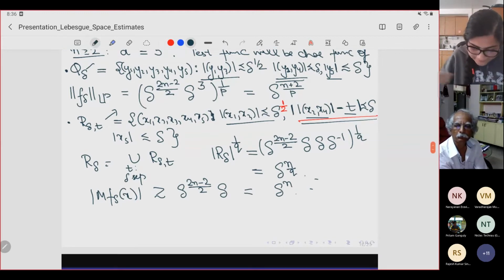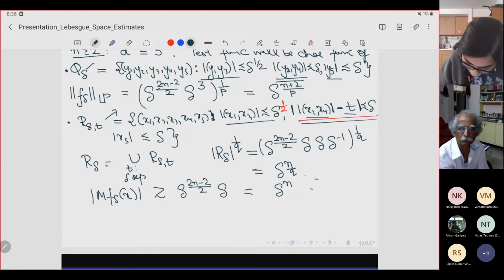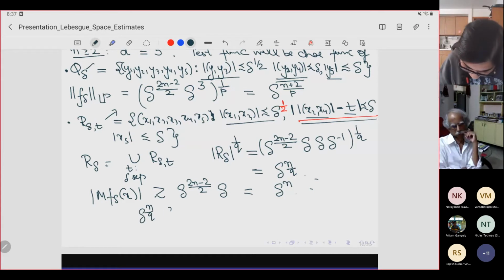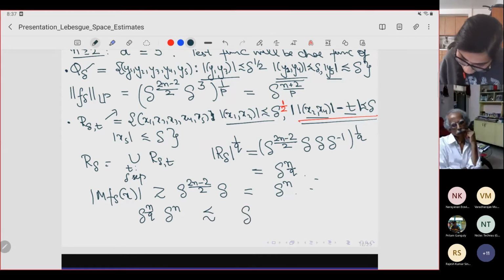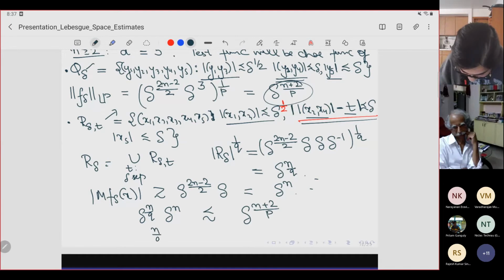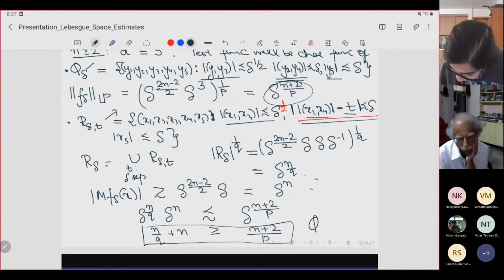And then when you build up again the same inequality, you would have something like delta to the power n over q times delta to the power n is less than or equal to delta to the power n plus 2 over p, which gives the condition n over q plus n is greater than or equal to n plus 2 over p. And that's the sharp condition for Q3, Q4.